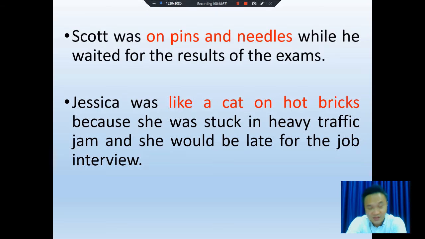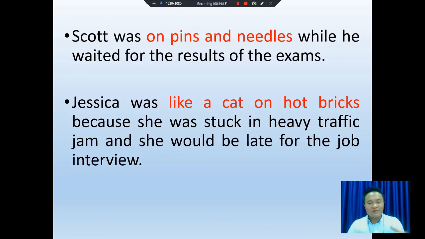And the last one, this is very common. Jessica was like a cat on hot bricks, because she was stuck in a heavy traffic jam and she would be late for the job interview, so she started to be so nervous. What should I do? What should I do? I'm stuck in a heavy traffic jam. I'm going to be late for the job interview.